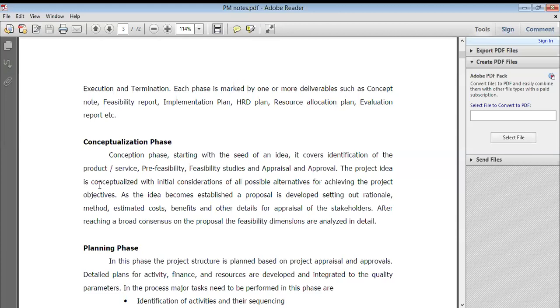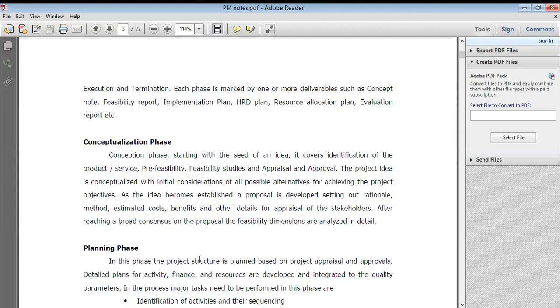Now the conceptualization phase. What is the conceptualization phase? The conception phase starts with the seed of an idea, some kind of idea. It covers identification of the product and services, pre-feasibility and feasibility studies, and appraisal and approval, right? So everything we require to start the first phase. When we start the first phase, then you get experience of how to complete the second and third. The second and third are difficult and will take time.